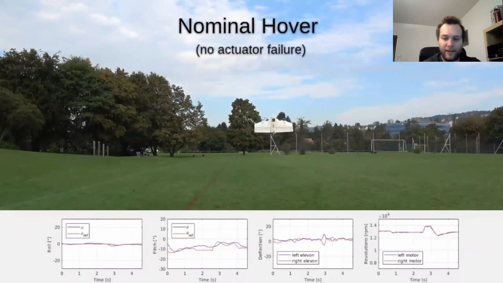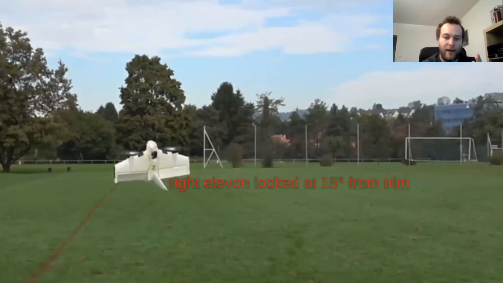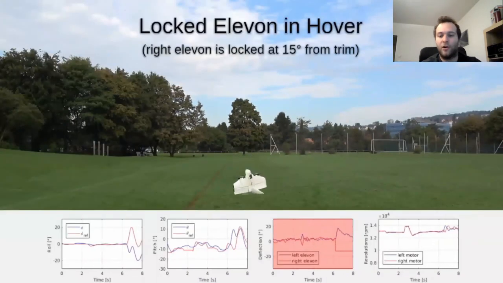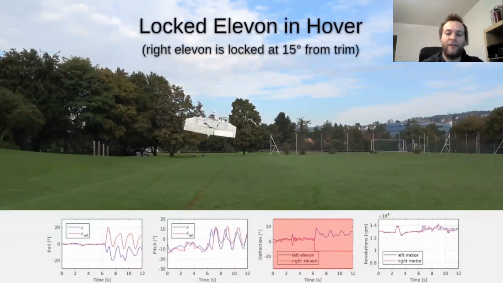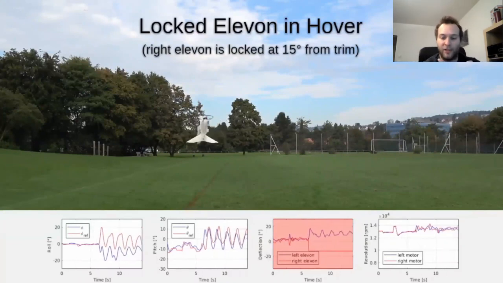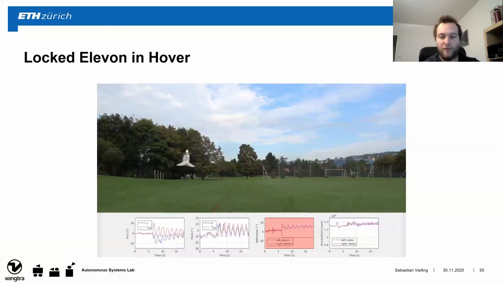In the next failure case here, we lock the aileron at an angle of 15 degrees away from the trim angle. This results in a constant disturbance around body X. This time the attitude references are given by a higher level position controller. And we can see that we did lose the control over the heading, but we were still able to track the position of the system.